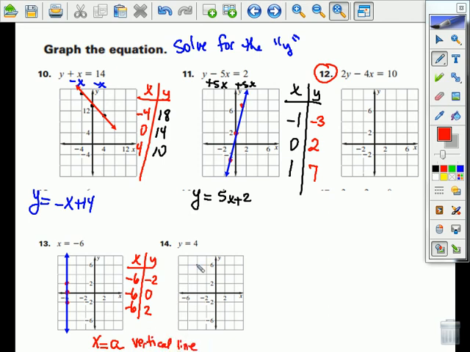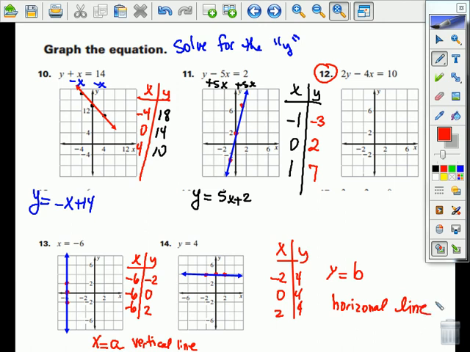Now we have y equals 4. Again, we could make a table. I could do x as -2, 0, and 2, but y is always 4 according to my rule. So at -2, I get 4. At 0, I get 4. At +2, I get 4. So this is a horizontal line. And again, I won't require you to make a table as long as you know that when y equals a number we'll call b, it's a horizontal line.